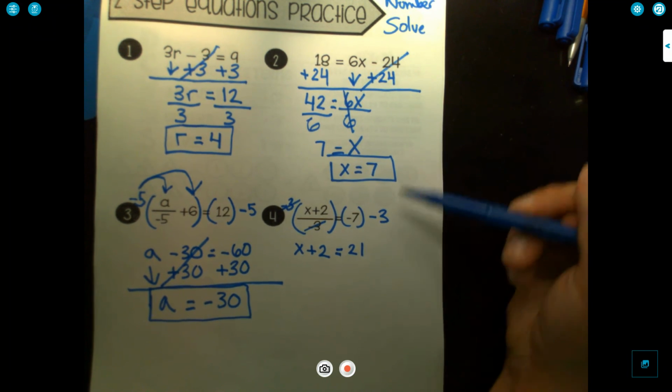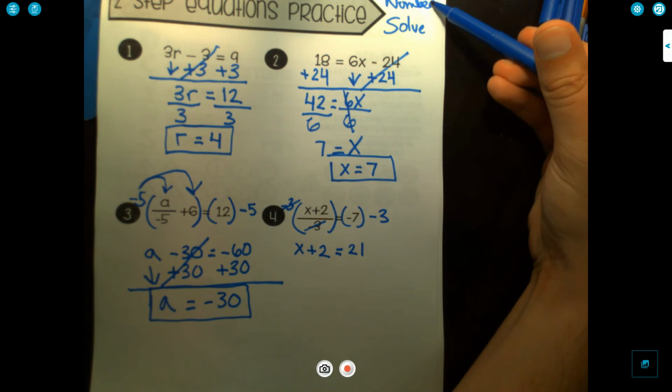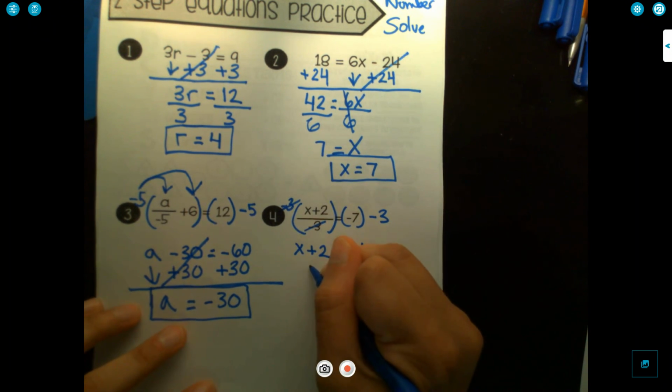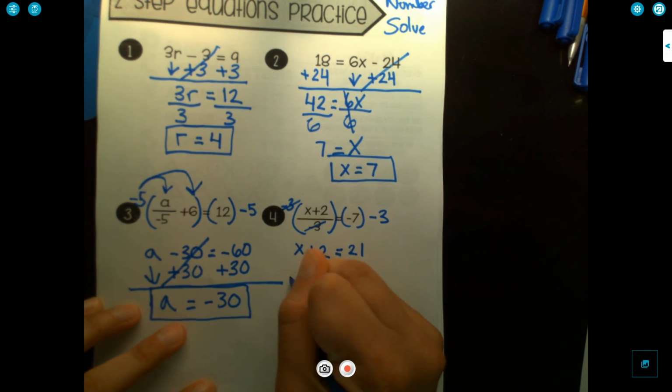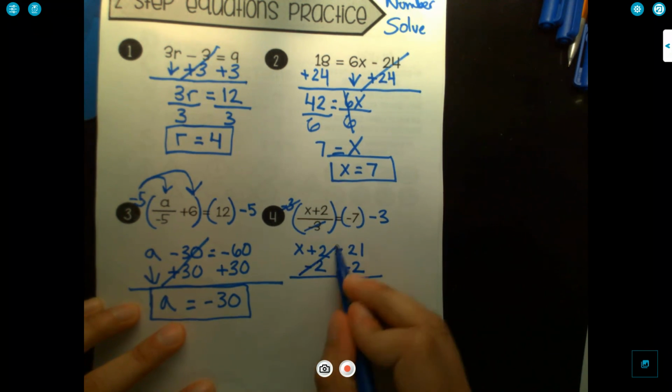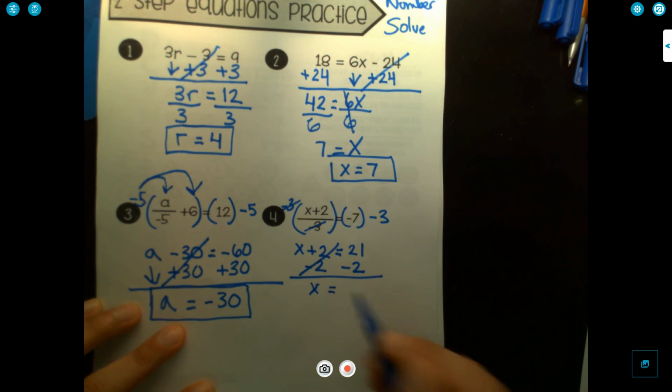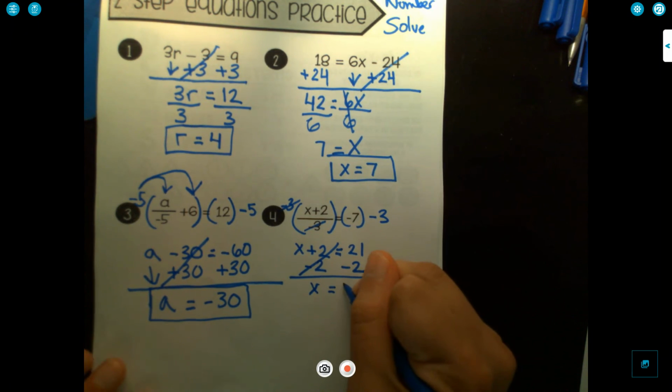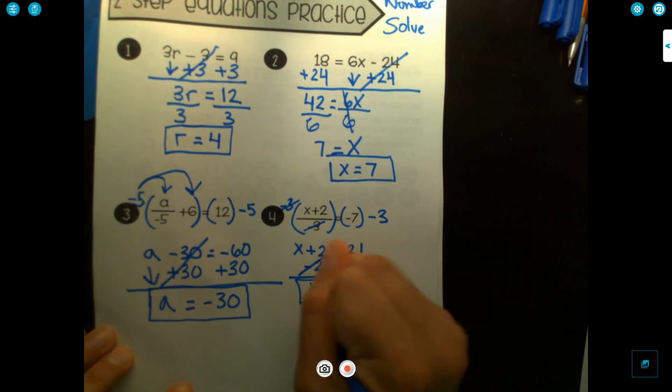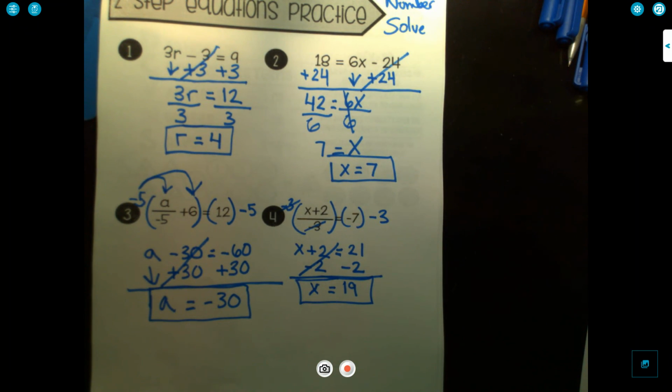Right, and then from here, we need to get rid of the number. You take the inverse operation. That cancels out. We get x on its own. 21 minus 2, you should get 19. So x will equal 19. So that's how you do two-step equations.